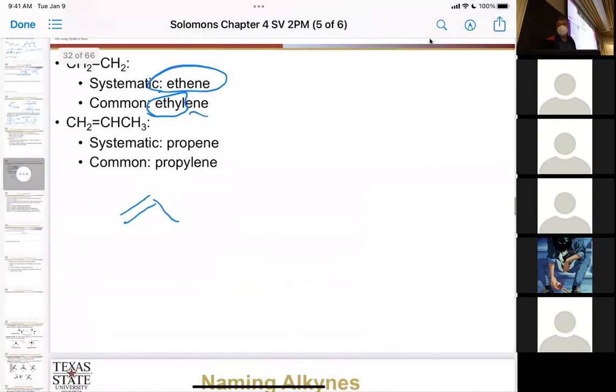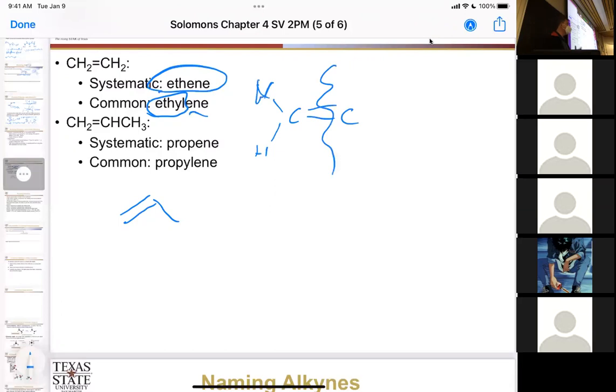Okay, so let's see. What else? Oh, now what we do have is a couple special names for parts of alkenes. So I said before, when you have an alkene that does this, that's an H, right here. If it's at the end like that, we call that a methylene.